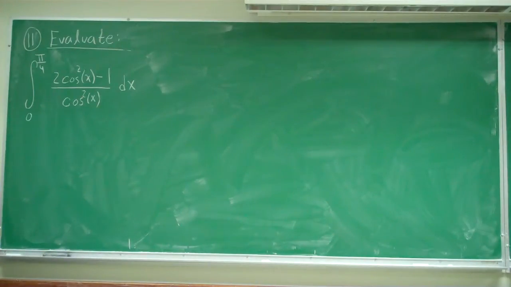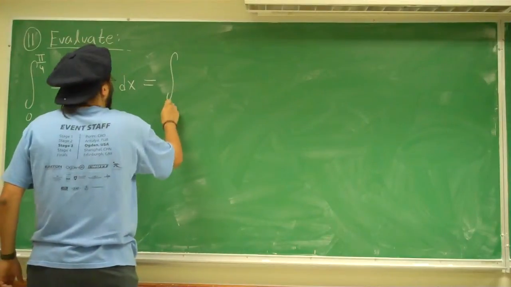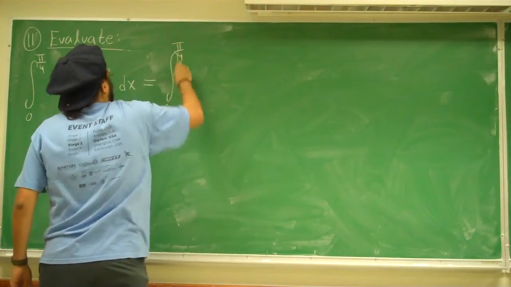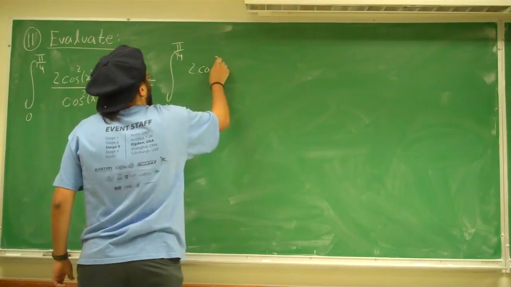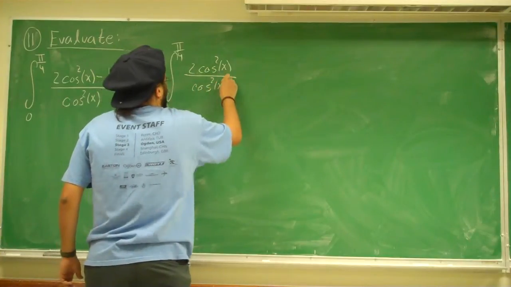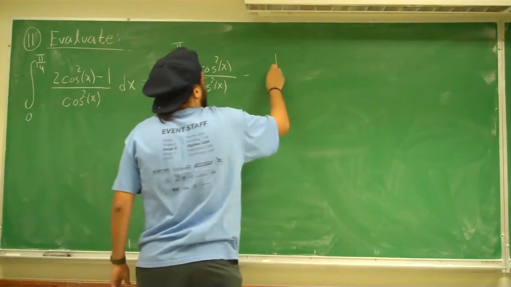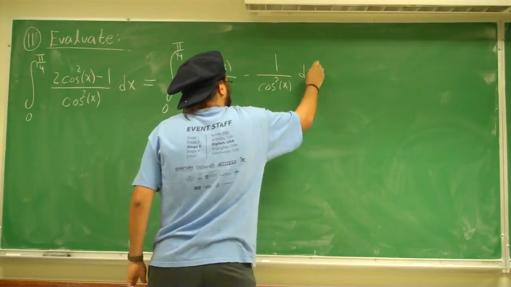In order to take the antiderivative of this, we've got to go ahead and split this up into two fractions. We have this minus 1 divided by cosine squared, so we can separate this fraction into two separate fractions. So this is equal to the integral from 0 to pi over 4 of 2 cosine squared of x divided by cosine squared of x minus 1 divided by cosine squared of x dx.